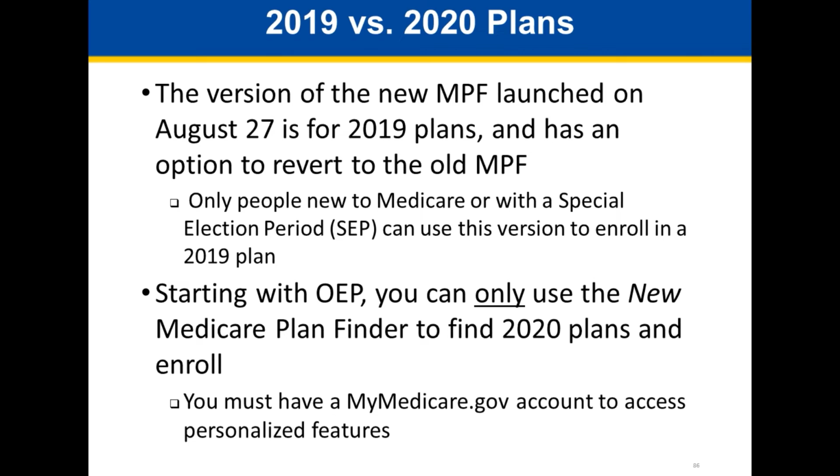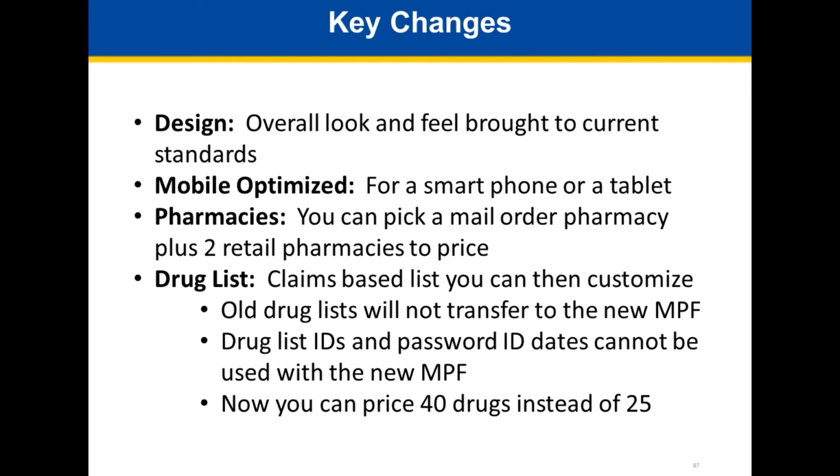The public launch from August 27th is a version of the Medicare Plan Finder for 2019 plan data. It includes a toggle to take you back to the legacy Plan Finder if you prefer to use that. But for 2020 plan data and enrollments, a more robust Plan Finder will be in use, and it will be your only option for 2020 plans.